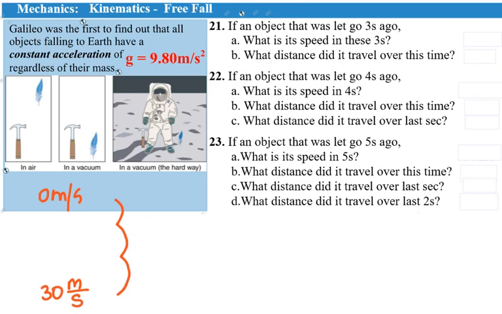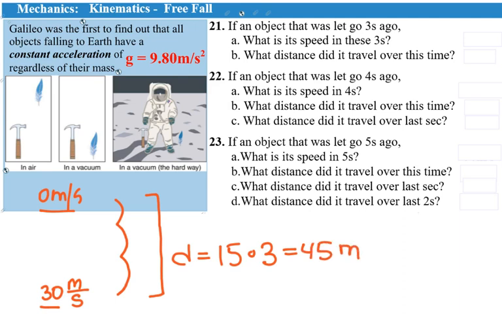So what is the speed? We answered that question. What distance did it travel? The distance is average velocity times the time. So the distance here is equal to the average velocity. I have 0 and 30. The average is 15. And times the time gives me 45 meters.